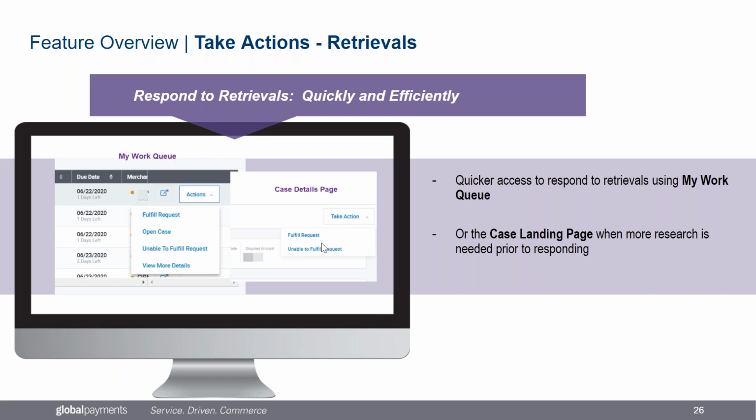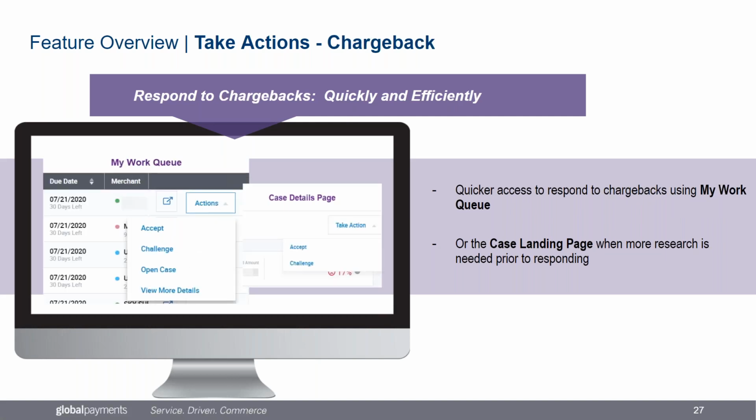So you can fulfill the request or unable to fulfill the request. So 2 areas where you can take an action: the My Work Queue or the case detail landing page. So it's really just a quicker way for you to respond if you don't want to go into the details of the case. This is similar for chargeback. So nothing's different here. The My Work Queue, the case detail page, except we use different language for chargeback.